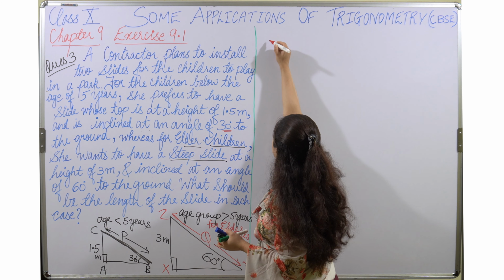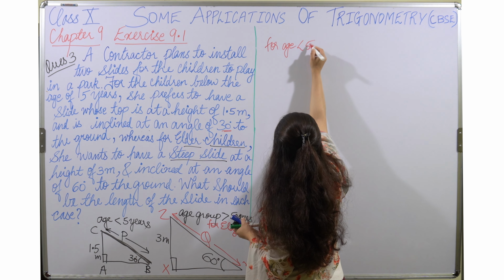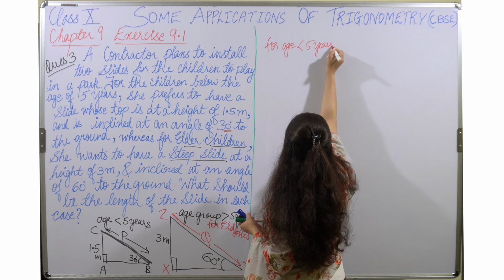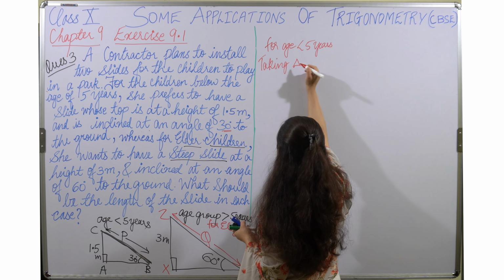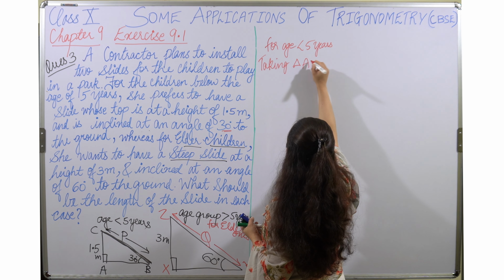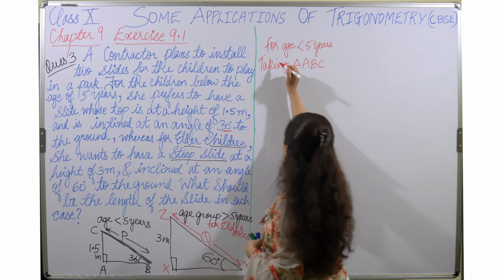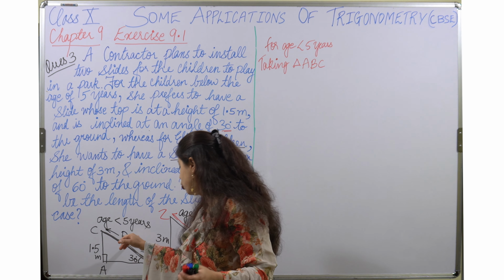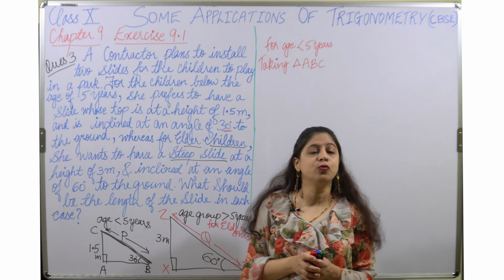So for age group less than 5 years, taking triangle ABC. Okay, so now in triangle ABC, we see here that we have been given perpendicular and we need to find out the hypotenuse, which is the length of the slide, which we have already assumed it to be P. Okay, and an inclination is given to us, 30 degrees.